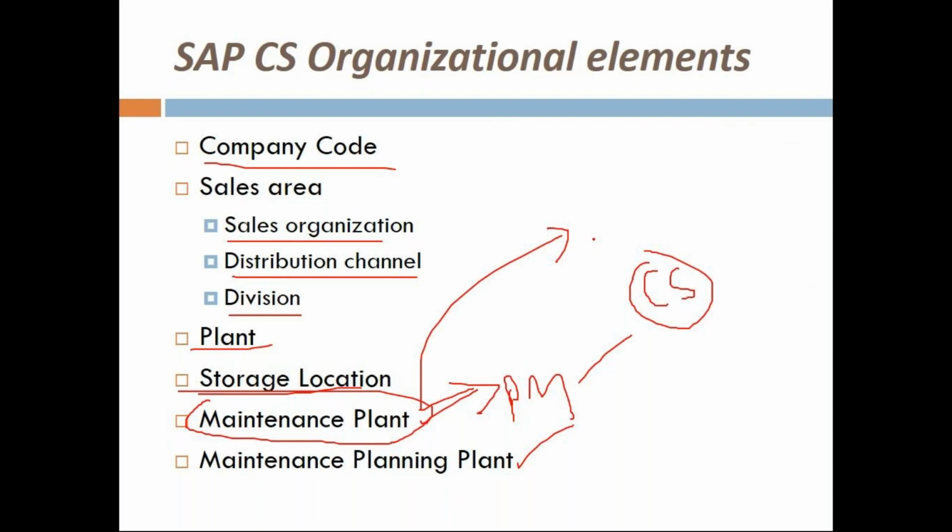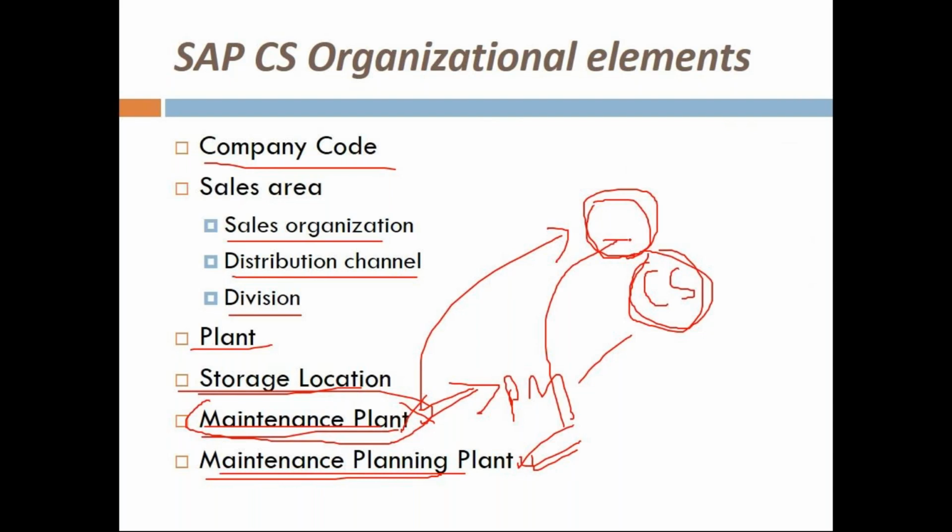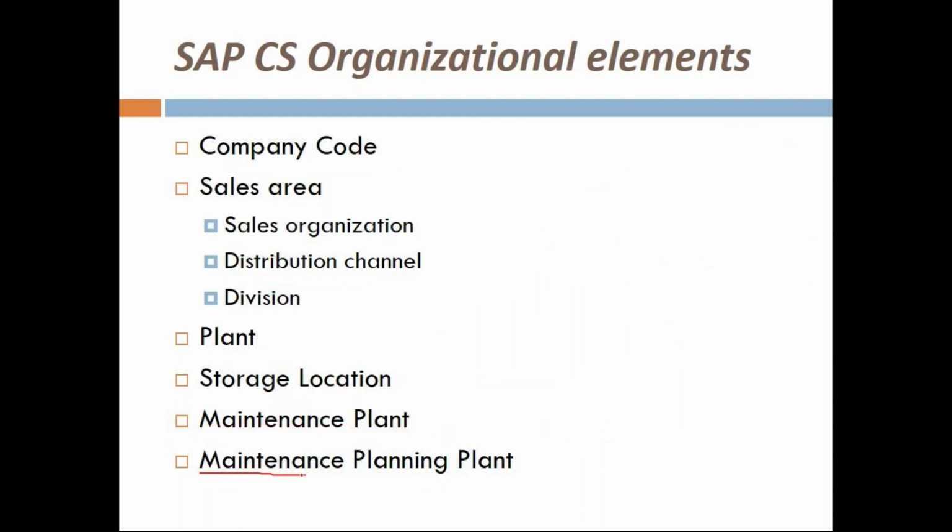You are selling the product to the customer, so the machines or equipments will be at the customer side. So the maintenance plant has not much relevance in the CS module. Only the planning plant has relevance. The planning plant is the plant which takes care of service activity for the customer. That is the difference. So normally we will be using the planning plant.